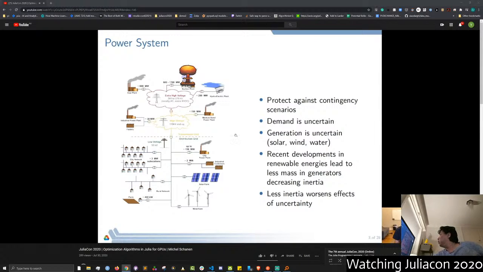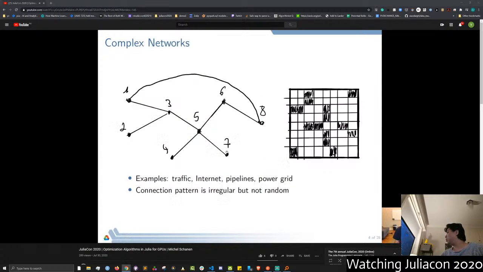And we parallelize over the number of contingencies, which means our network in normal operation has to account for the fact that a generator might go down, and the system still has to be operational if one generator or line goes down. Now, with renewable energies, we have less inertia in the network, which increases uncertainty and also calls for more accurate models. Power system models are a complex network class of problems. Other examples are traffic, internet, pipelines. And the main feature is that the connections are irregular, and the problems tend to have a high condition number in the underlying solvers.